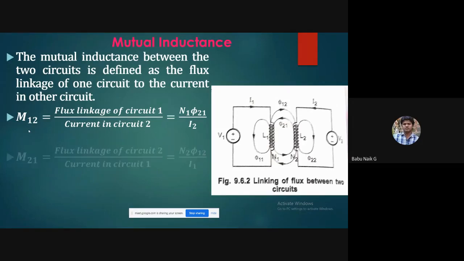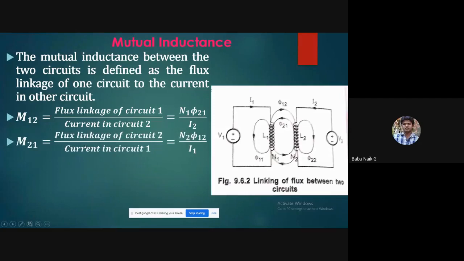Now in a similar way you can calculate the other, M21. M21 is the flux linkage of circuit 2 over the current in circuit 1. The flux linkage is N2 phi 21 with the number of turns of the secondary side N2, over the current in the other circuit, which is I1.